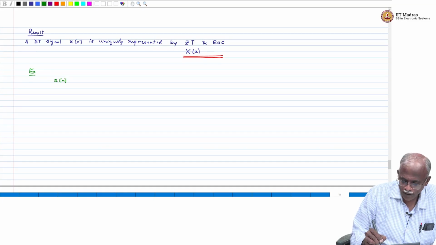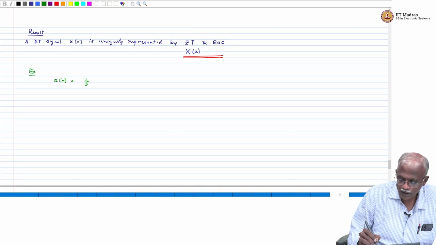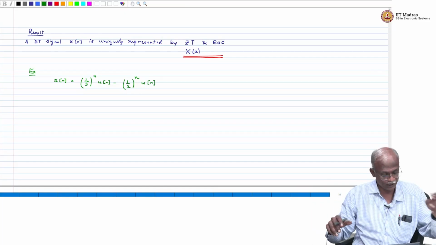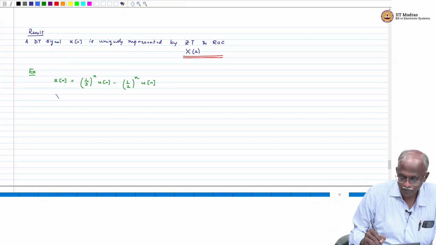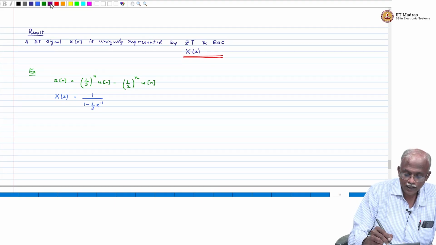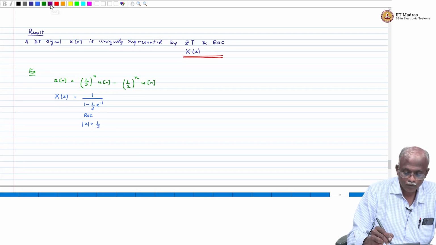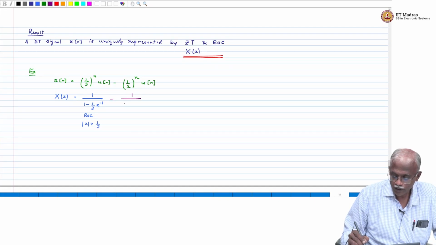So x of n is equal to 1/3 raised to the power n u of n minus 1/2 raised to the power n u of n. Two exponential sequences. We are asked to compute the Z transform X of z. For the first term, 1 over 1 minus 1/3 z inverse, and the corresponding ROC for this term is mod z greater than 1/3. Now for the second term, it is 1 over 1 minus 1/2 z inverse.